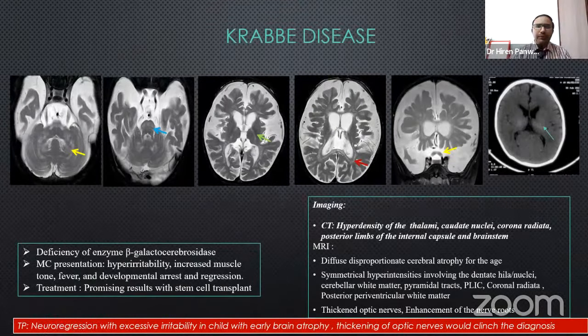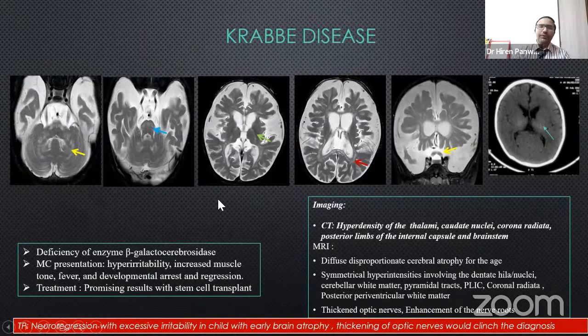Moving on to another case, Krabbe disease, which can have globus pallidus and brainstem tract involvement, which can show restricted diffusion in the acute event. And the hallmark feature would be that there will be disproportionate atrophy of the brain parenchyma for the age. You will see white matter hyperintensity in the parieto-occipital or frontoparietal regions. They will have abnormality in the pyramidal as well as corticospinal tracts in the brainstem, as well as cerebellar involvement. This patient also can have T2 hyperintensity of the thalami. And if you do CT, you will see some sort of hyperdensity in the thalami in these patients.